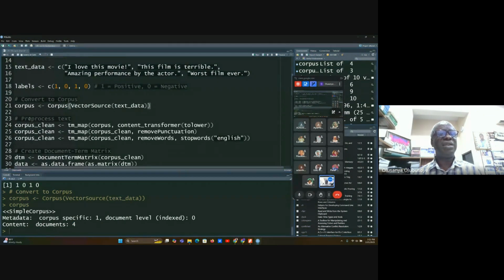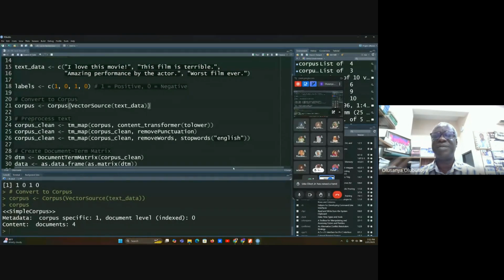Then we need to do pre-processing, converting them to lowercase, removing punctuations, getting rid of the stop words.